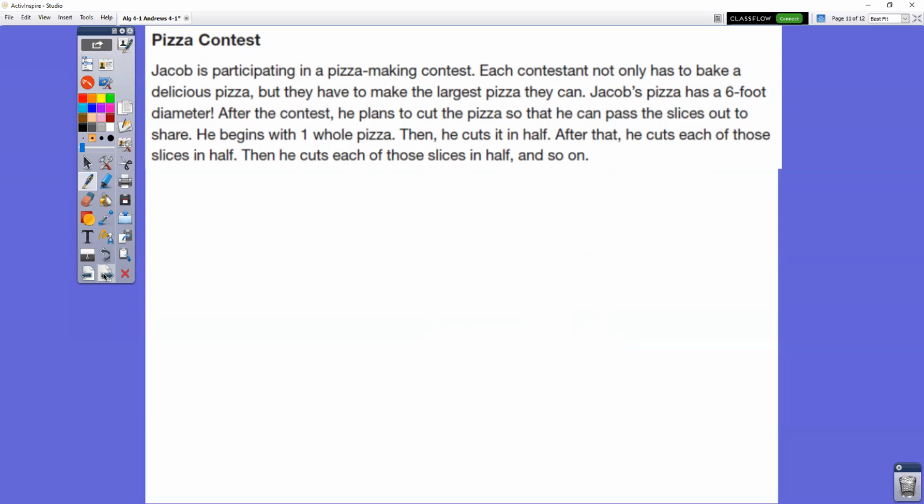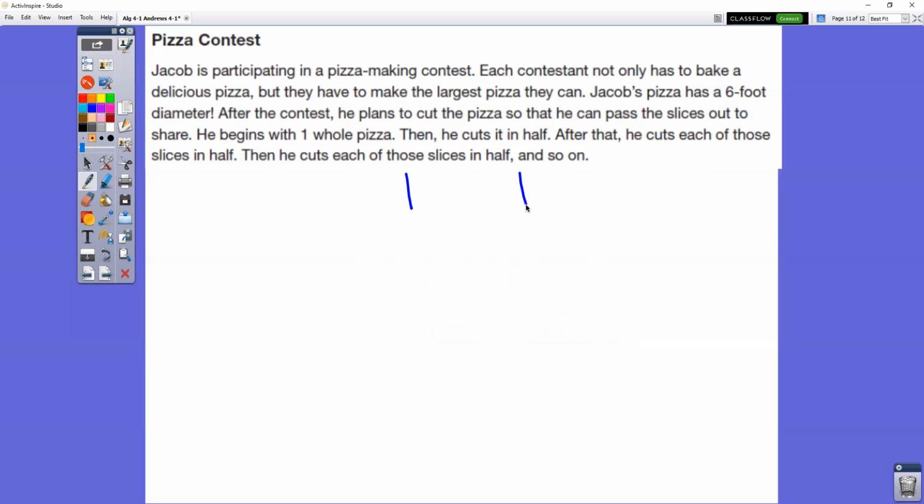So the pizza contest. Jacob is participating in a pizza making contest. Each contestant not only has to bake a delicious pizza, but they also have to make the largest pizza they can. Jacob's pizza has a 6-foot diameter. That is a huge pizza. After the contest, he plans to cut the pizza so that he can pass out slices to share. He begins with 1 whole pizza. Then he cuts it in half. After that, he cuts each of those slices in half, then cuts each of those slices in half, and so on and so forth. So he's starting with his 1 slice of pizza.